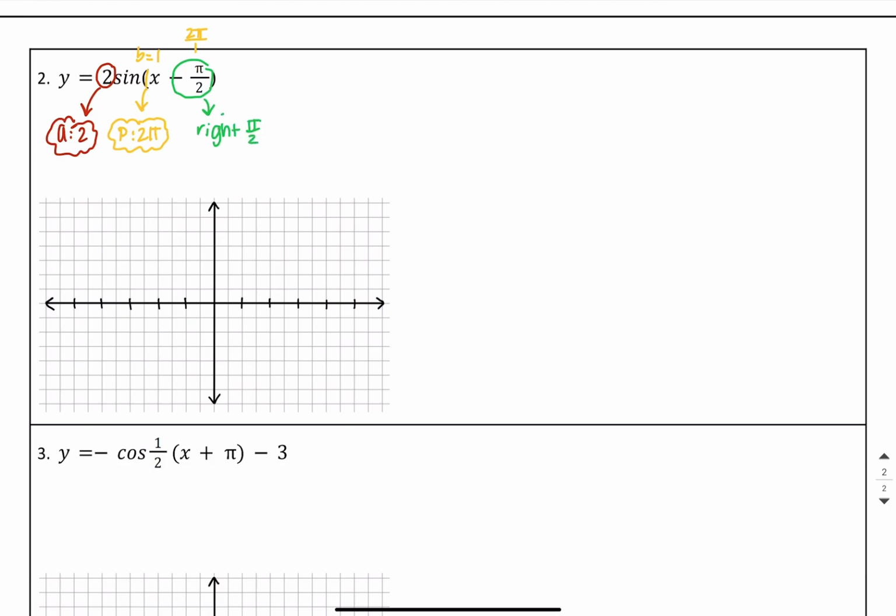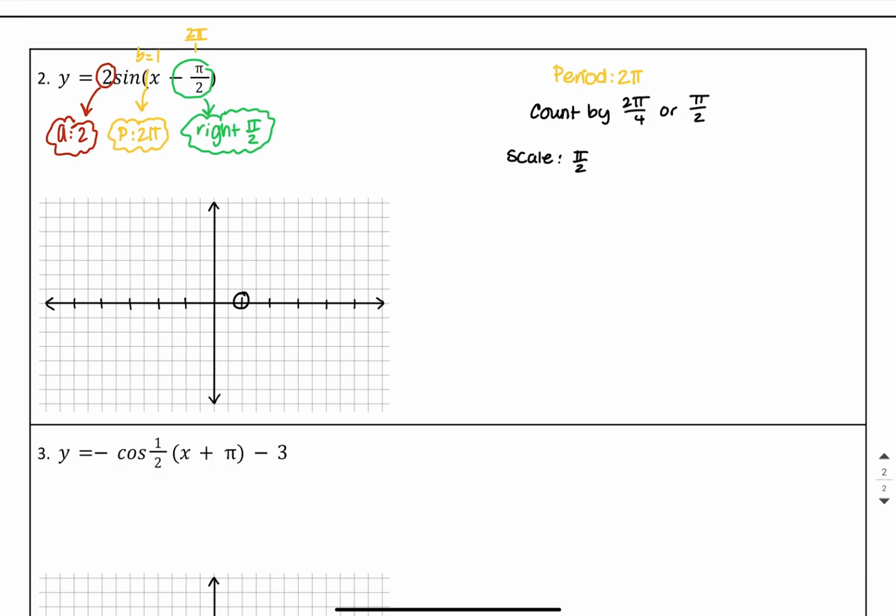The first thing I'm going to do is start with the scale of my graph before I do anything else. I know the period is 2 pi, which means I'm going to count by 2 pi over 4, because there's 4 special places in each cycle on a sine or cosine graph. When I simplify it, this is pi over 2. So the scale is going to start at pi over 2 on the right-hand side of the origin.